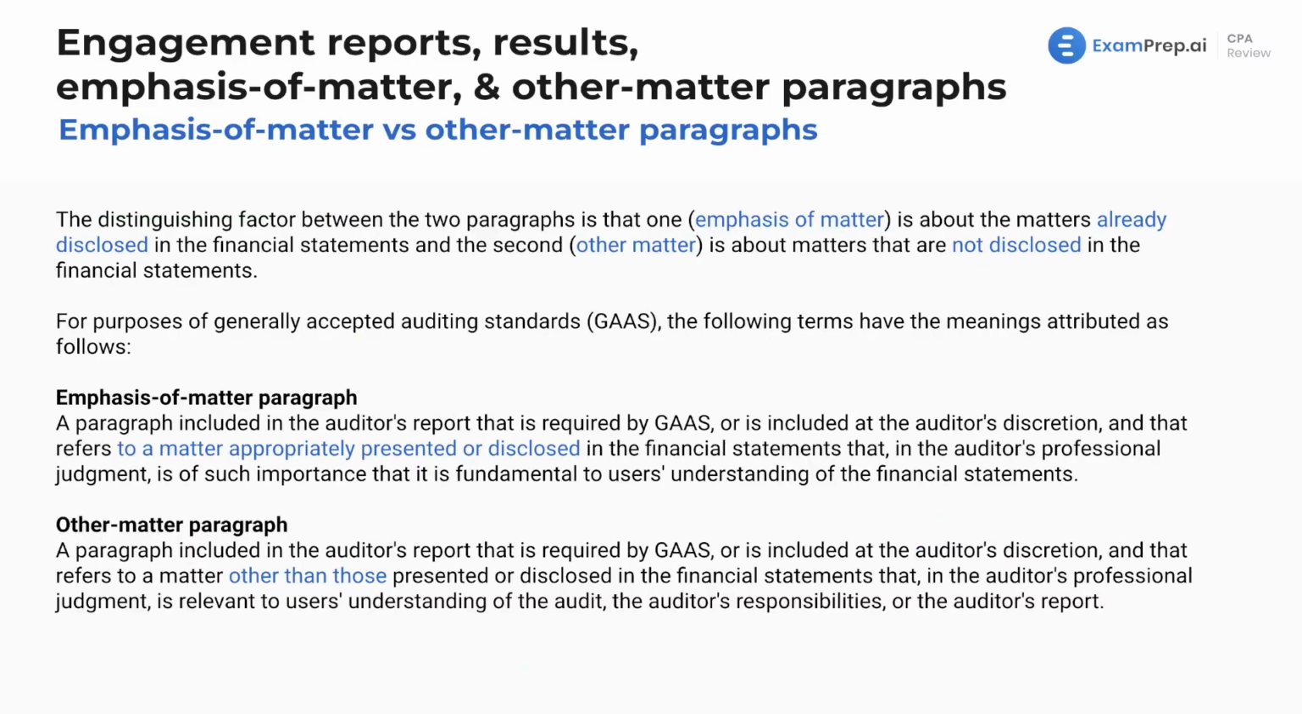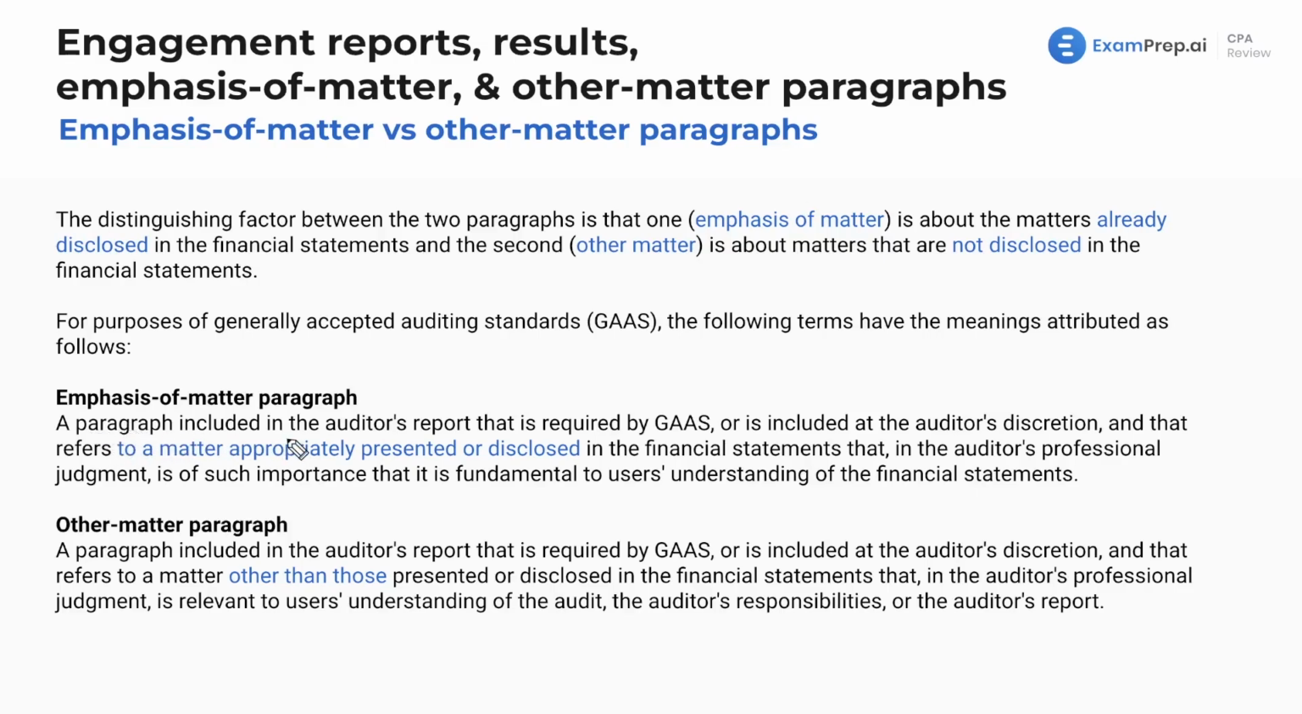Comparing the two, the distinguishing factor is that the first, the emphasis of matter paragraph, is about matters already disclosed in the financial statements, and the second is about matters that are not disclosed. So really, I've kind of talked about that, but here it is in writing. Now, for the purposes of generally accepted auditing standards, the following terms have these meanings. Again, making sure you understand these. The emphasis of matter: emphasizing something that exists in the audit report.